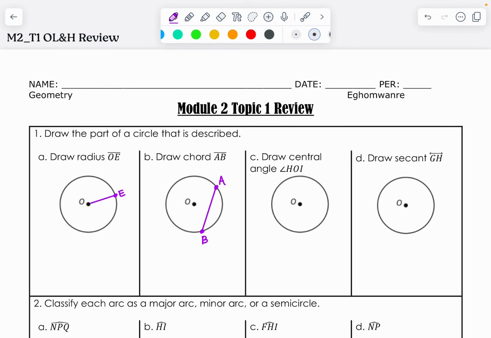Draw central angle HOI. So we're going to start by labeling point H, go to O, and then just pick a destination for I. And this is our central angle. Draw secant GH. So a secant is like a chord, but it extends outside the circle. And just make sure to label 2 points, G and H, and that should be fine.